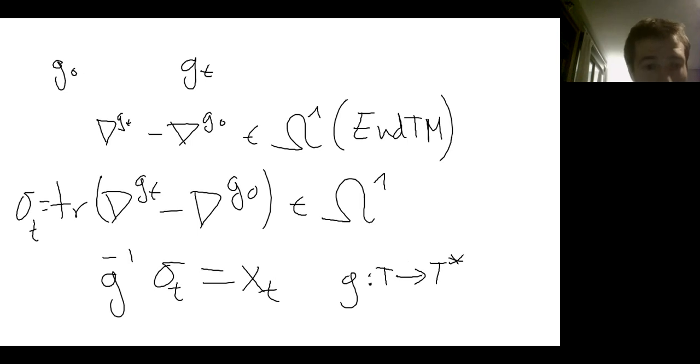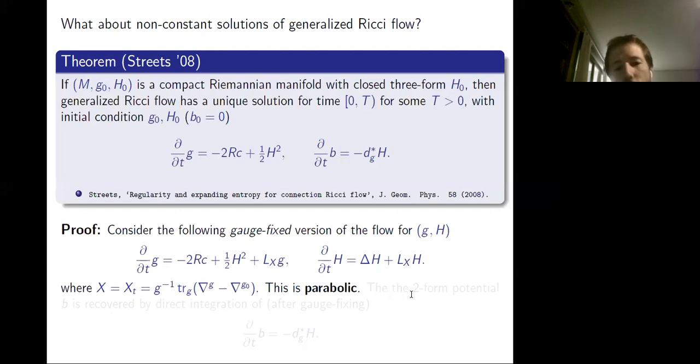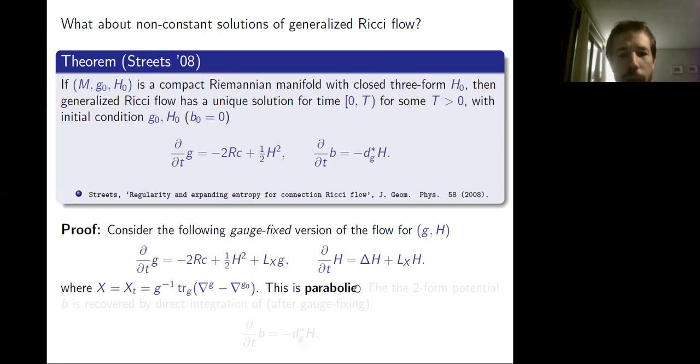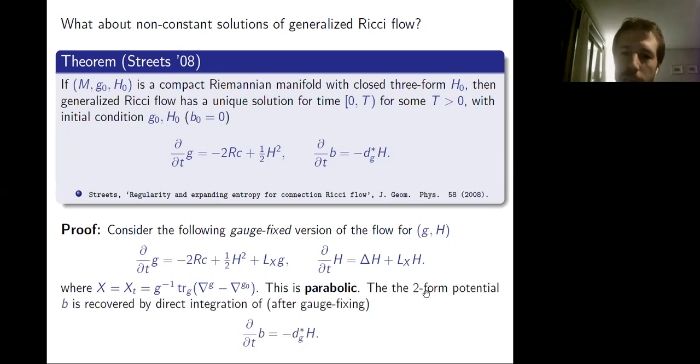Okay, so this is the so-called DeTurck trick. With this choice for gauge fixing, it turns out that the equations are parabolic, and this ensures short time existence for this system of equations, which is not the original one. And now what you have to do is to undo the gauge fixing. So it means that you pull back everything by the one parameter family of diffeomorphisms to get a solution of the original equation and the corresponding equation for the 3-form. And using that, you get the 2-form potential by direct integration in this expression.